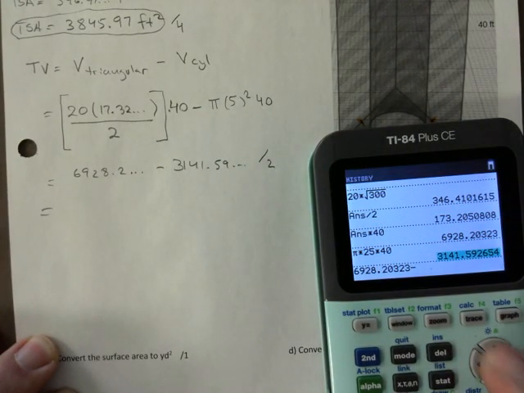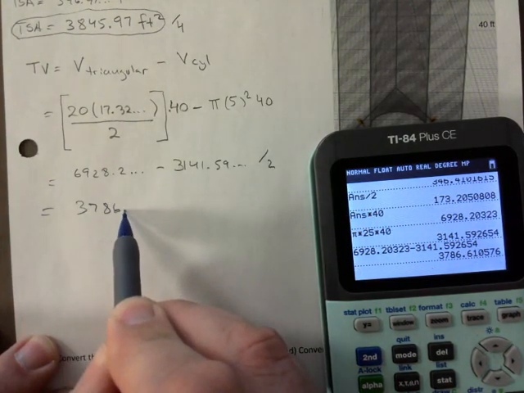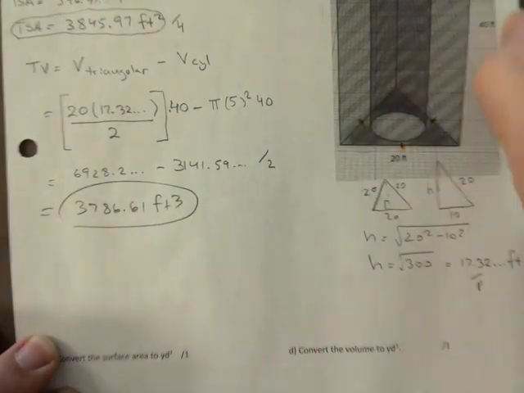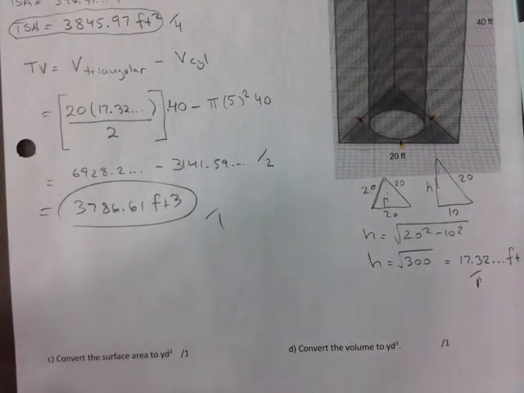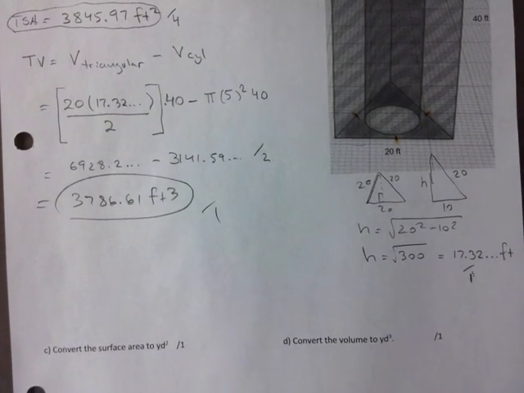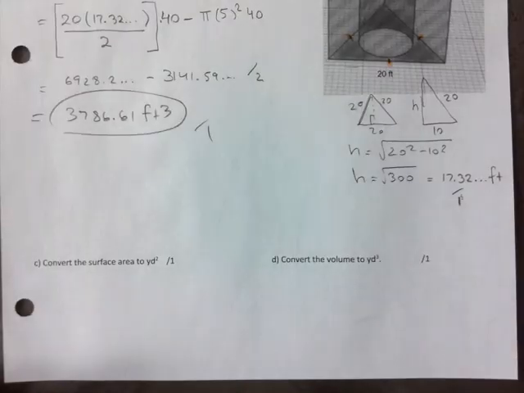So if you subtract, that's 3786.61 cubic feet. So that's another mark there for volume. So you get 3 there. Volume usually, I'm hoping you got that one, right? Surface area is harder, for sure. I'm always happy when my answer key matches what I do with you in front of the class, because I do make mistakes on that one.